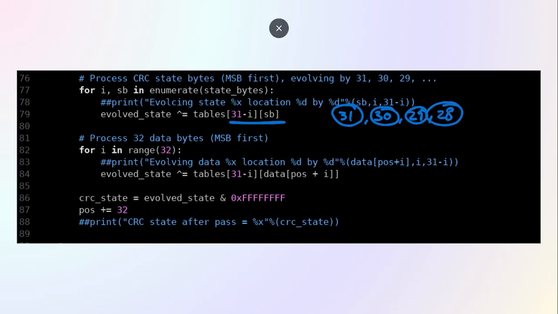Okay, and I want to say a quick word here. Because really, it's not 31. This is actually 32.